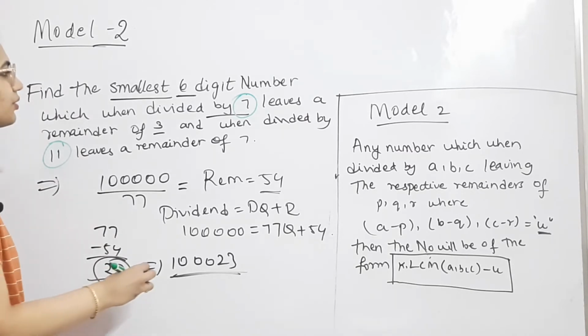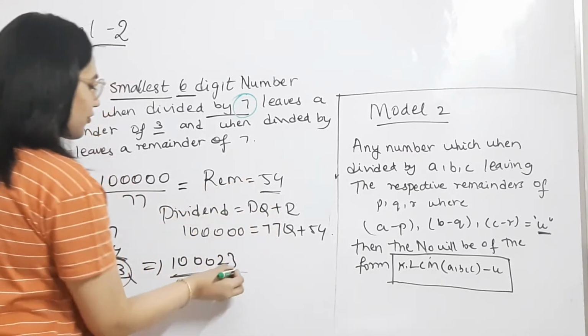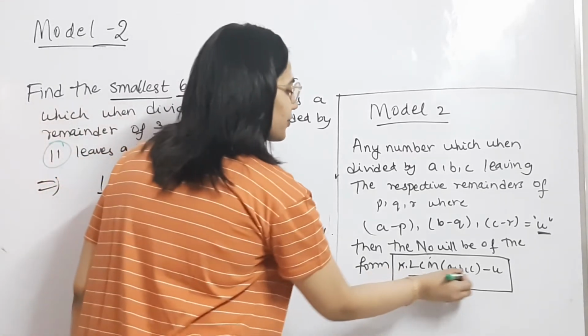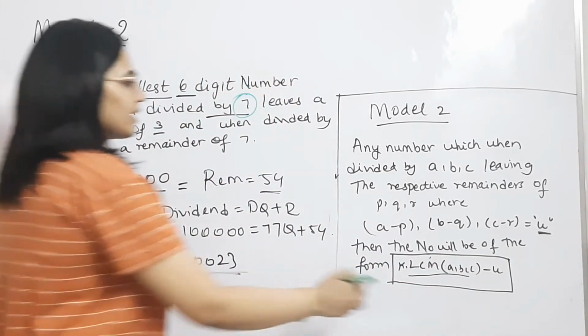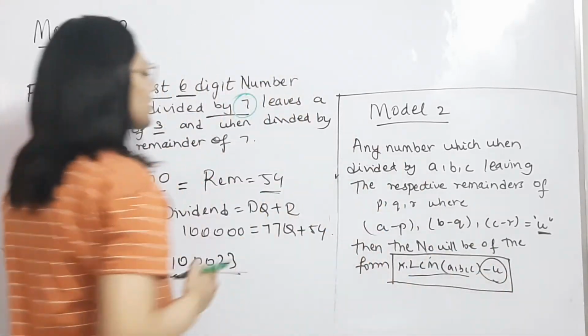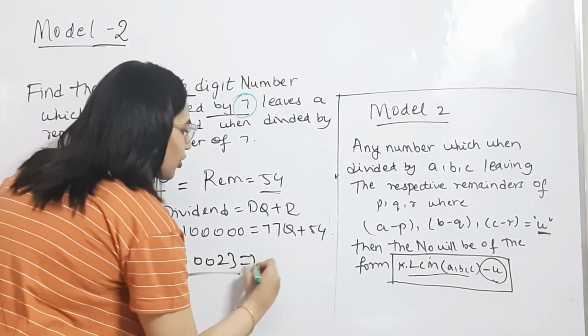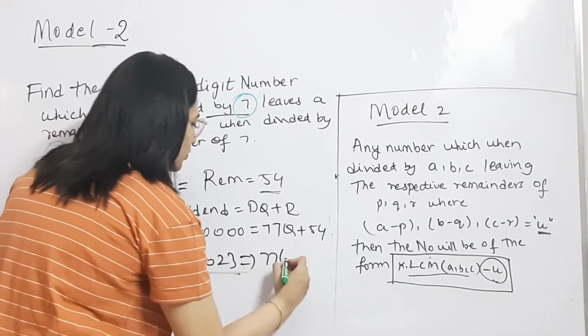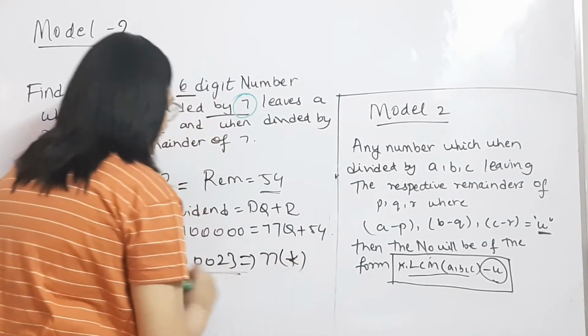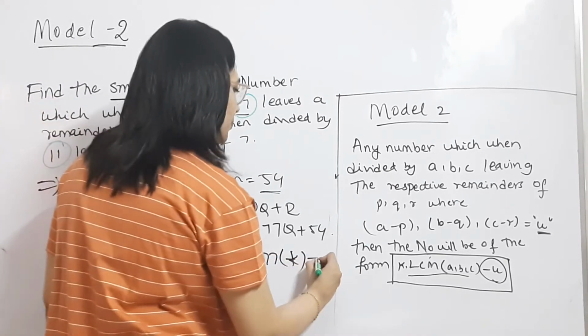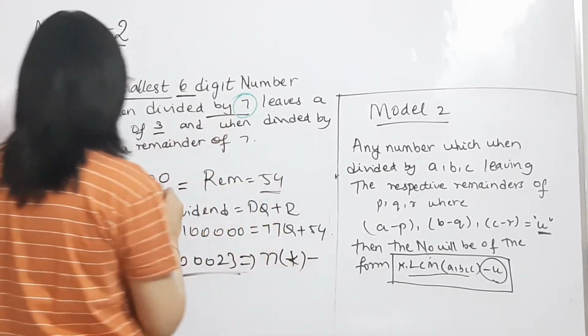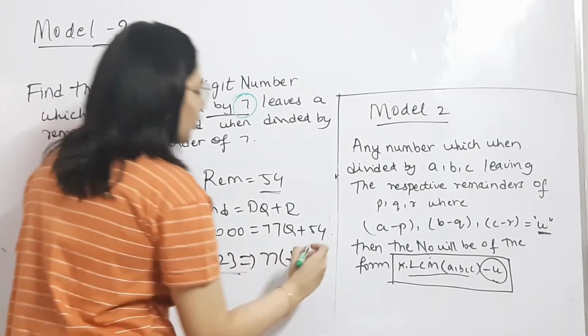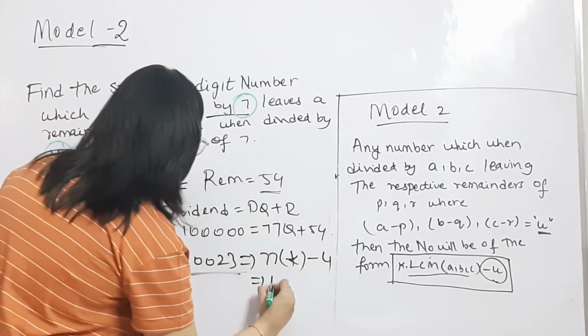Now what you need to do, you know for a fact that after you get this number, this is in the form of this. Okay, you need to subtract u. So that means this is in the form of how much? 77 into so and so number, say k. This is in the form of this, and you need to subtract what? U. U is here how much? The common difference is 4. Subtract 4. So how much you get?